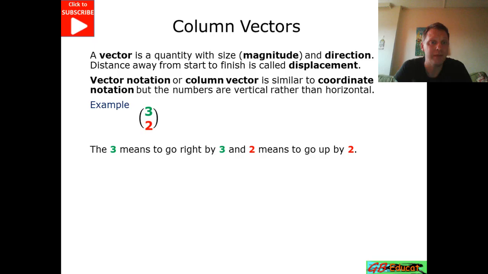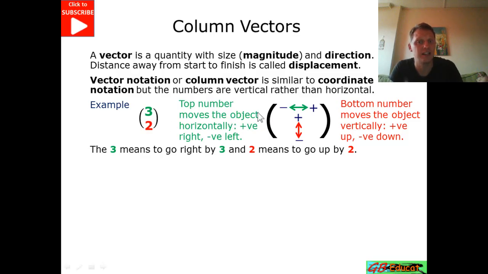So the 3 means that I'm going to be moving to the right by 3. The 2 means that I'm going to be moving up. So long and short is that the top number, if it's positive, we're going to move to the right. If it's negative, we're going to move to the left. The bottom number, if it's positive, we're going to move up. If it's negative, we're going to move down.